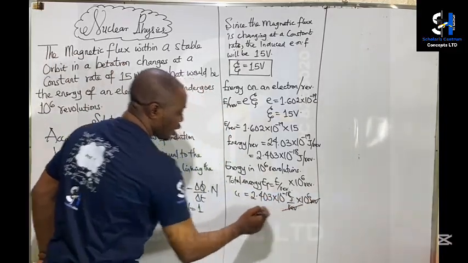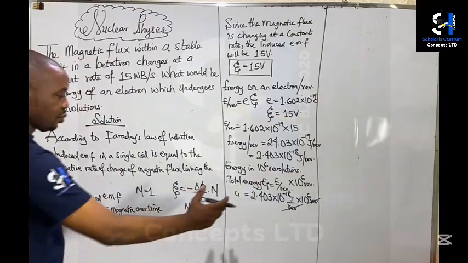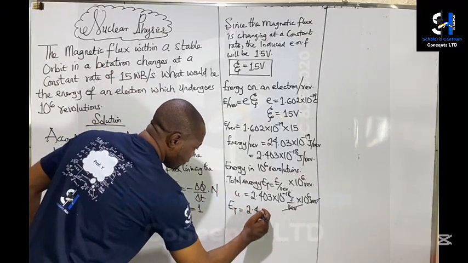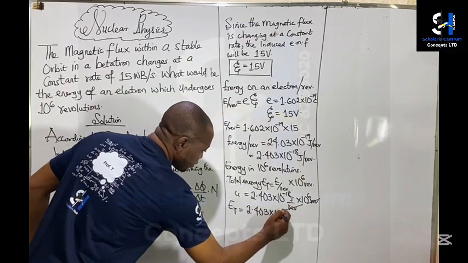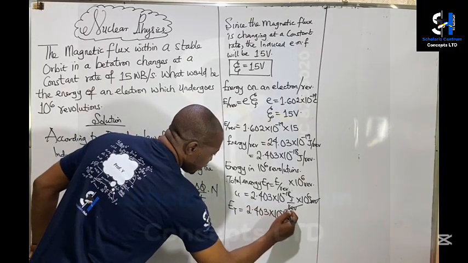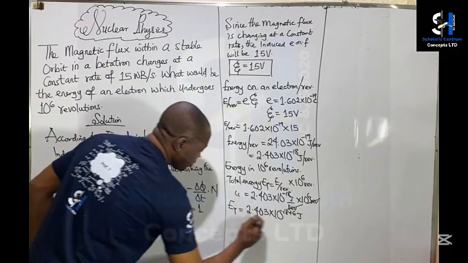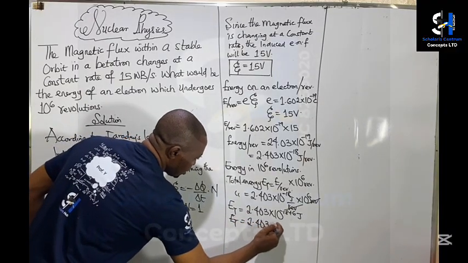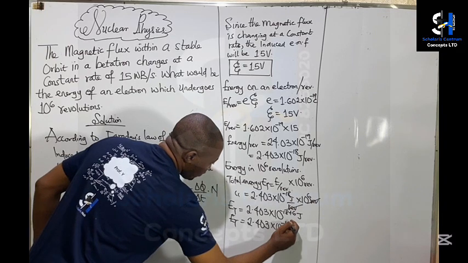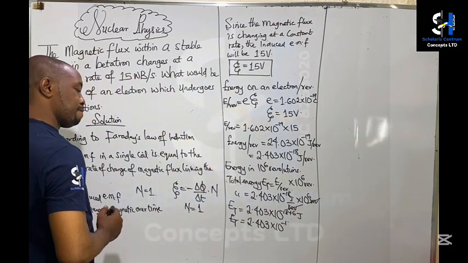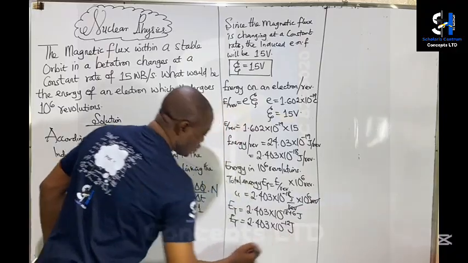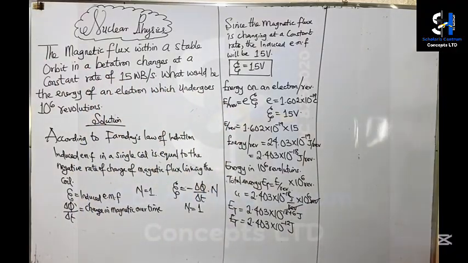So the revolutions will cancel out. When we combine this, the total energy will then be 2.403 times 10 raised to the power of negative 18 plus 6, and this will be in joules. So the total energy will be 2.403 times 10 raised to the power of negative 12 joules.